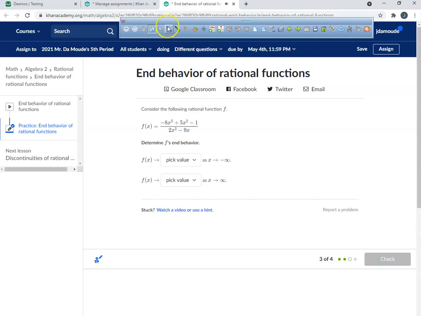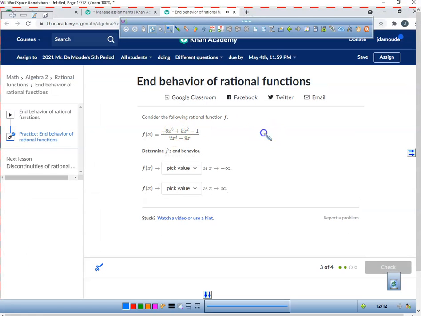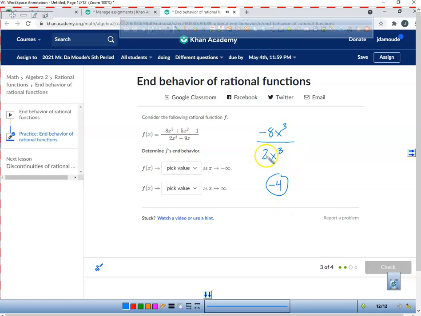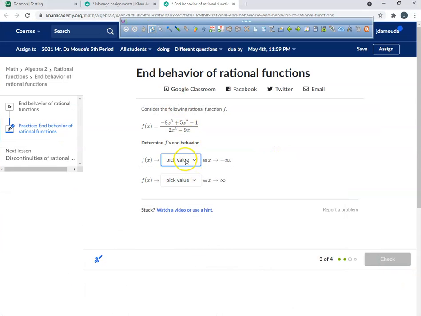Let's look at the next one. What do you guys see? That says negative 8x cubed. What does that say? 2x cubed. Are these the same? What's negative 8 divided by 2? Negative 4. Remember, if they're the same, we take the a over the b. Without even looking, negative 4. Please give me something hard.